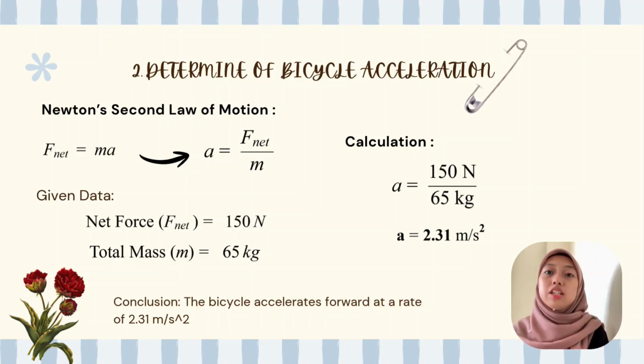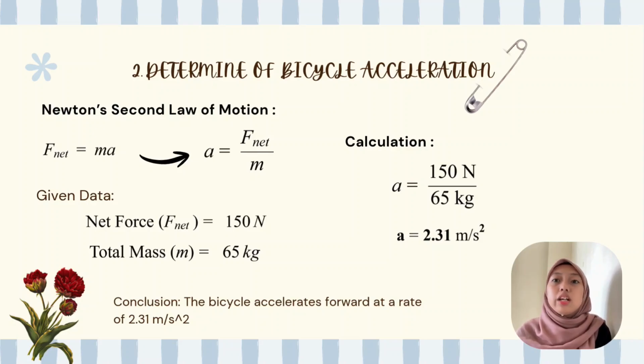Next, for the acceleration of the bicycle, we are using Newton's second law of motion, which is force equals mass multiplied by acceleration. By using the net force of 150 newtons that Hannah calculated earlier and dividing it by our total mass of 65 kilograms, we get an acceleration of approximately 2.31 meters per second squared. This means the bicycle is speeding up at this rate along the straight road.